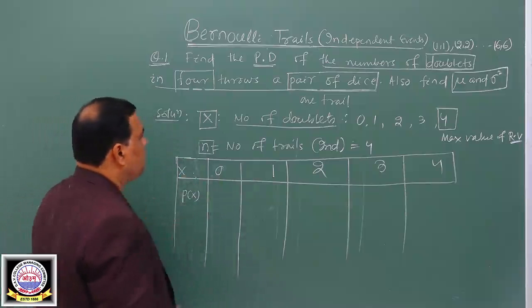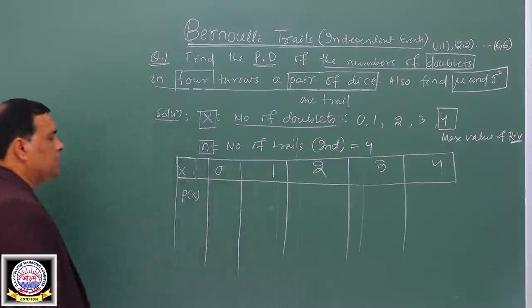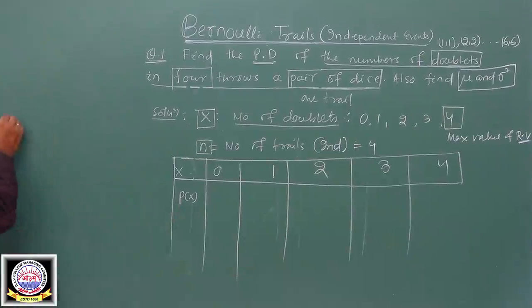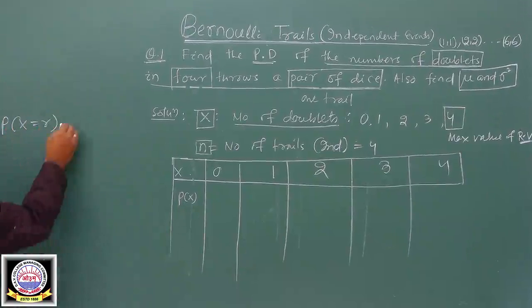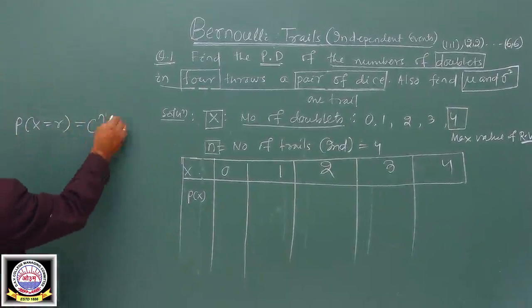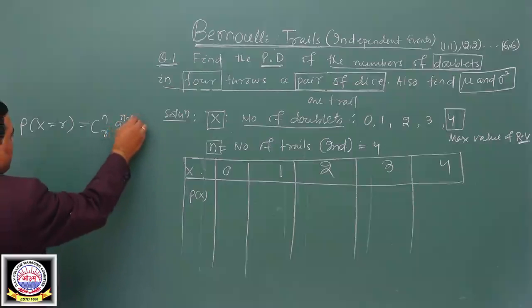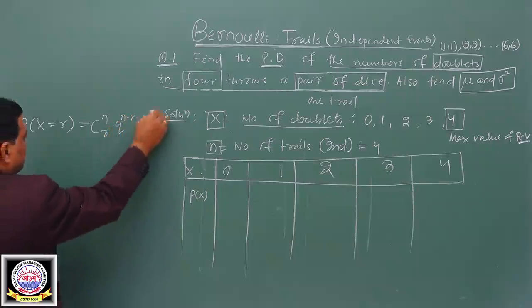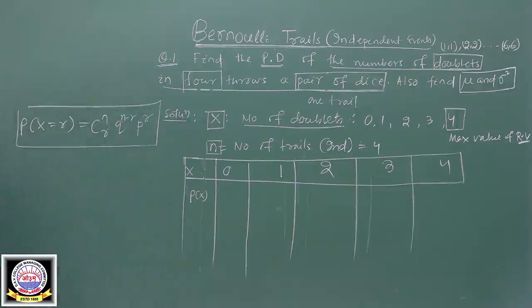To find the probability, I will take the help of the binomial distribution. All of you know the formula: P(X = r) = nCr p^r q^(n-r). This is the binomial formula to find the probability distribution. First I will put P(X = 0).